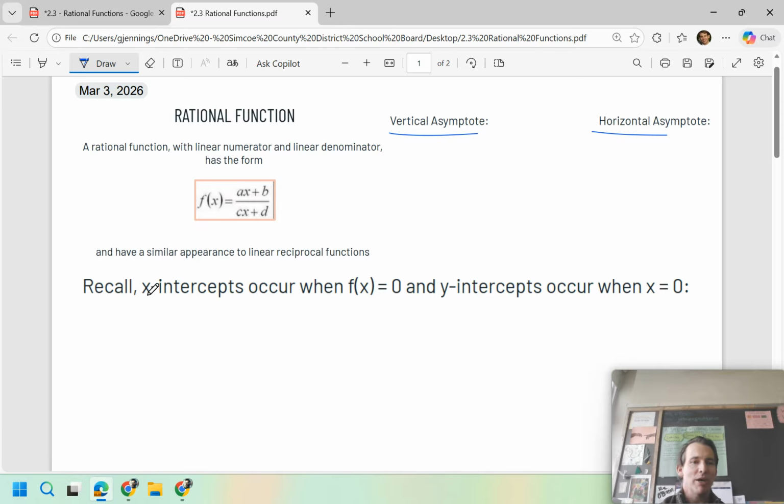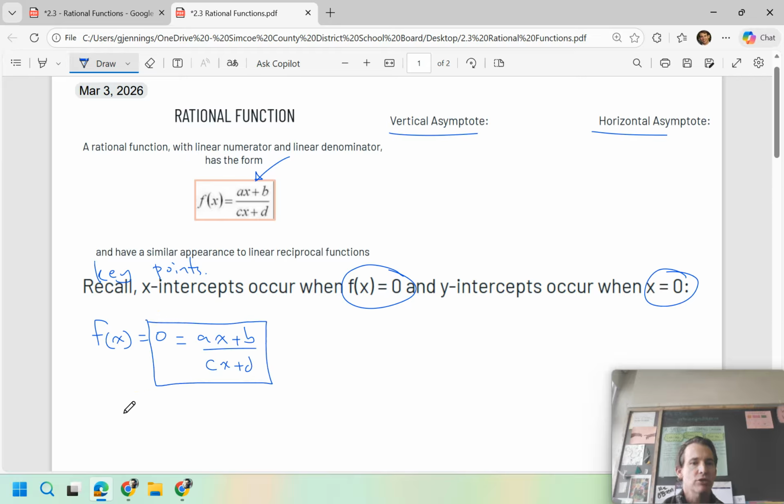Okay, now let's talk about our key points. Key points here are just our x and y intercepts. So, x-intercepts occur where f of x equals 0, and y-intercepts occur where x equals 0. So let's try both, okay? If we have f of x is equal to 0, but I also know that that's ax plus b over cx plus d, how would I find the value of x that makes this true?